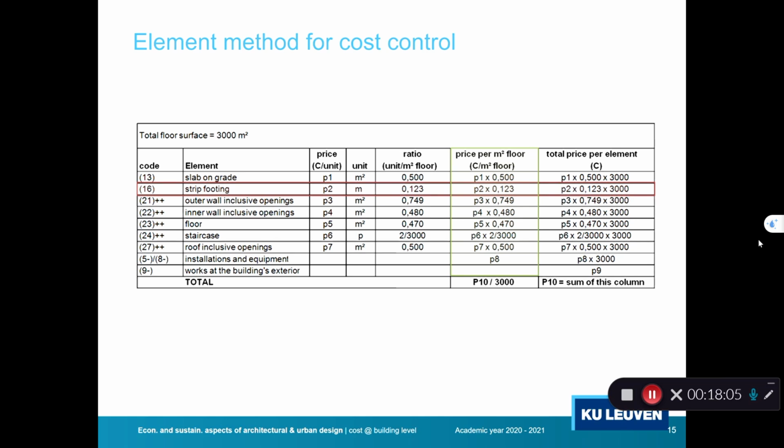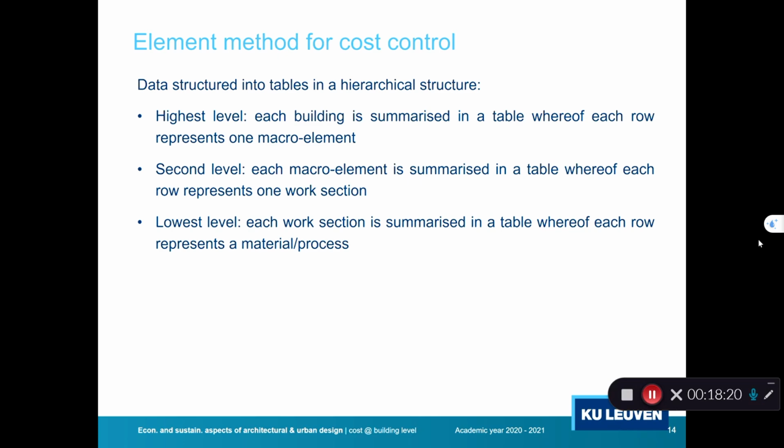Now if I go back, this price per meter strip footing or this P3 per square meter outer wall can be determined in a new table. And now I go back to the previous slide, because at the second level, each macro element, so for example my outer wall, can be summarized again in a table. But now each row of the table is not an element anymore, it's a part of that specific element. So all the work sections, all the processed materials that occur in the element.